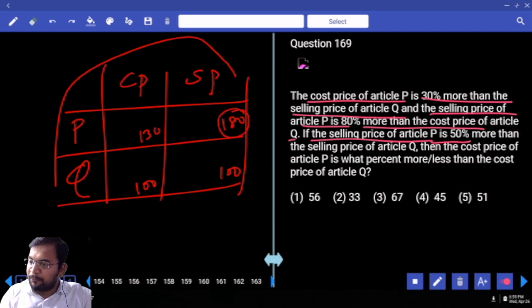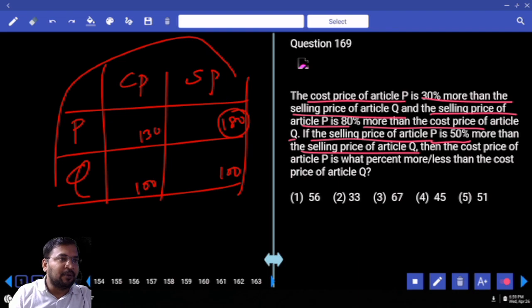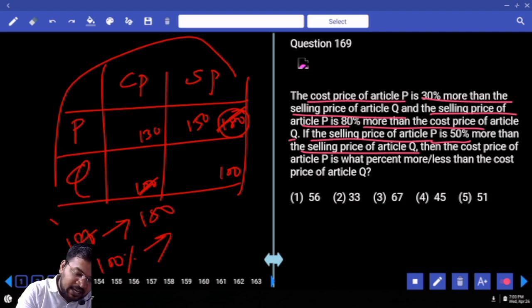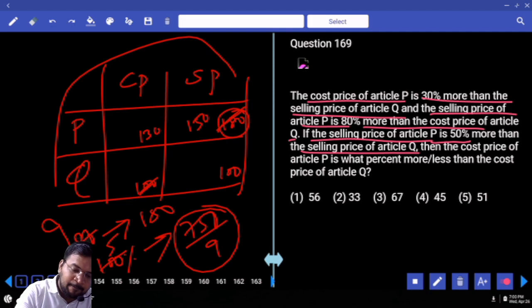Next one, the selling price of article P is 50% more than the selling price of Q. 50% more means this is 100, therefore this is 150. This is 150. This is how much? 180% is nothing but 150. Then 100% is how much? 150 times 5 is 750. 750 by 9.